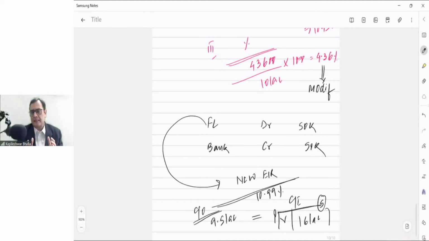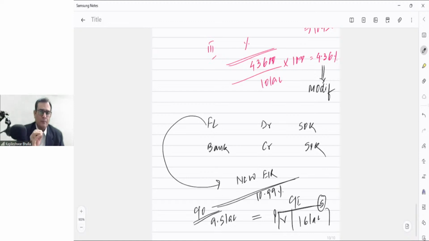So which means that if we go in for a 10% test and we conclude that there is an extinguishment accounting, you need to derecognize the existing liability, recognize the new liability at a fair value without taking TC, and the TC will be immediately taken to the P&L. But if you say it is a case of a modification accounting, then you are allowed to adjust the TC in the existing liability itself.